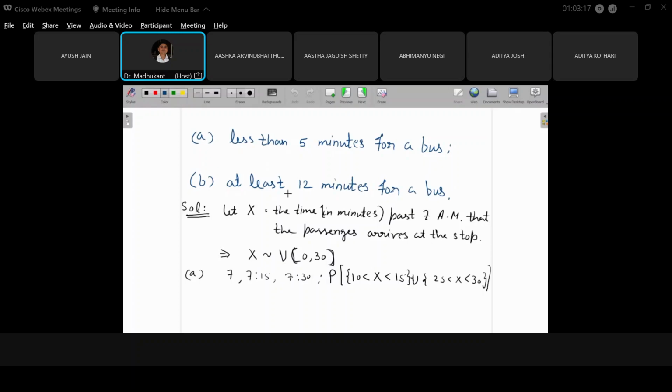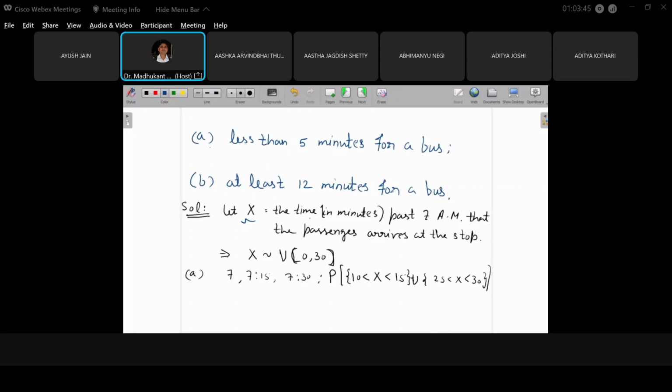Now, if I define x as the time in minutes past 7 a.m. that the passenger arrives at the stop, we only have to measure from 7 to 7:30. Then x will follow the uniform distribution over the interval 0 to 30.